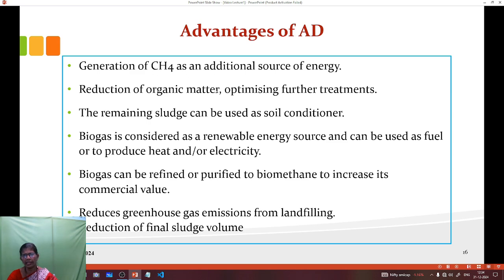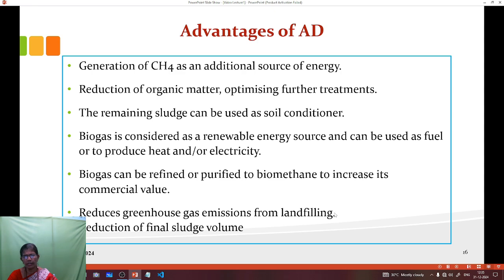and it also reduces the organic matter, so we can reduce further treatment processes. The remaining residue can be used as a soil conditioner, and the biogas can be used as a renewable energy source, as fuel to produce heat as well as electricity. If purified, the biogas also has commercial value, and it reduces greenhouse gases because it is a closed container. Greenhouse gas emissions from landfilling can be reduced.